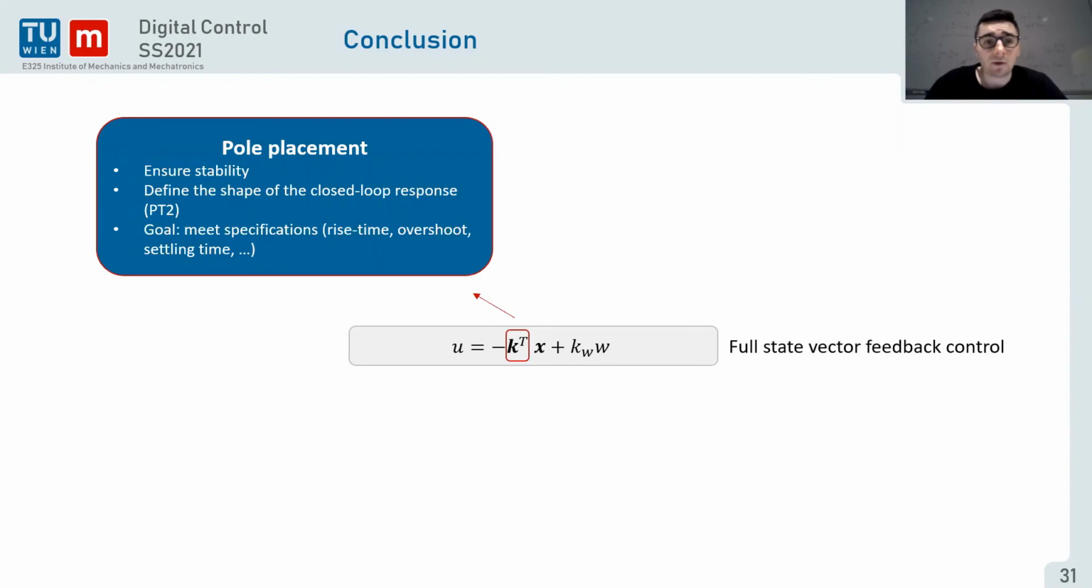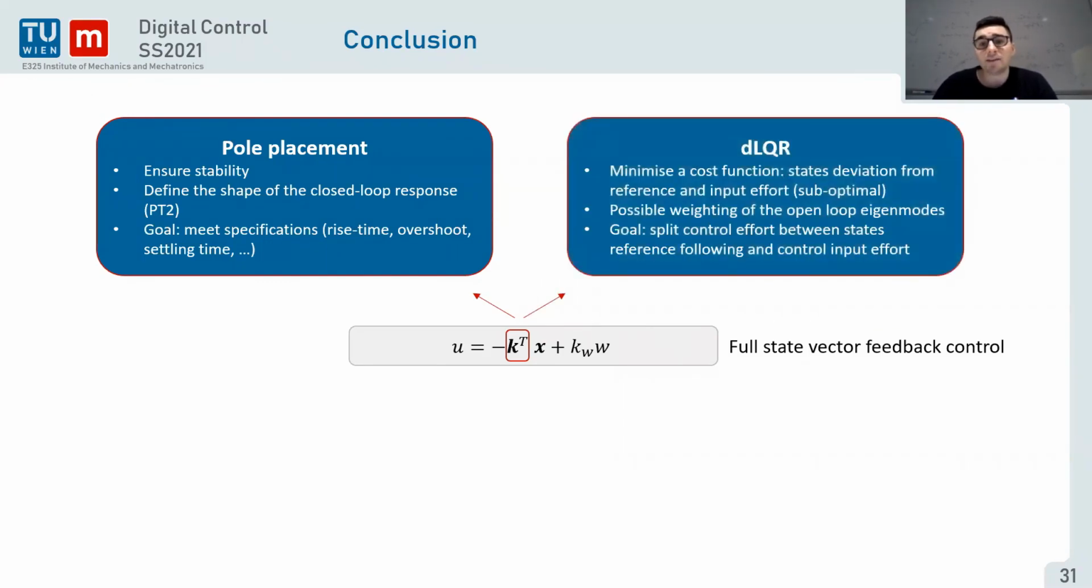So in session 7, we've seen pole placement. So we want to make sure the system is stable in closed loop. We want to meet some specification, and so to have a kind of PT2 behavior, let's say. And so you can define the rise time, overshoot, whatever. Today, we've seen that with LQR or discrete LQR, dLQR, then you are minimizing the cost function.